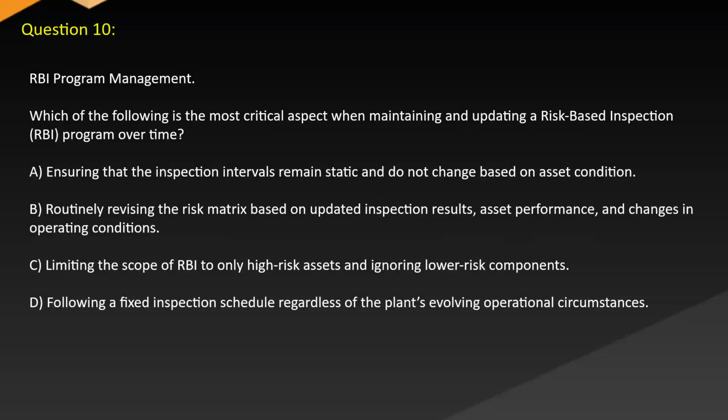Question 10. RBI program management. Which of the following is the most critical aspect when maintaining and updating a risk-based inspection RBI program over time? A. Ensuring that the inspection intervals remain static and do not change based on asset condition. B. Routinely revising the risk matrix based on updated inspection results, asset performance, and changes in operating conditions. C. Limiting the scope of RBI to only high-risk assets and ignoring lower-risk components. D. Following a fixed inspection schedule regardless of the plant's evolving operational circumstances.